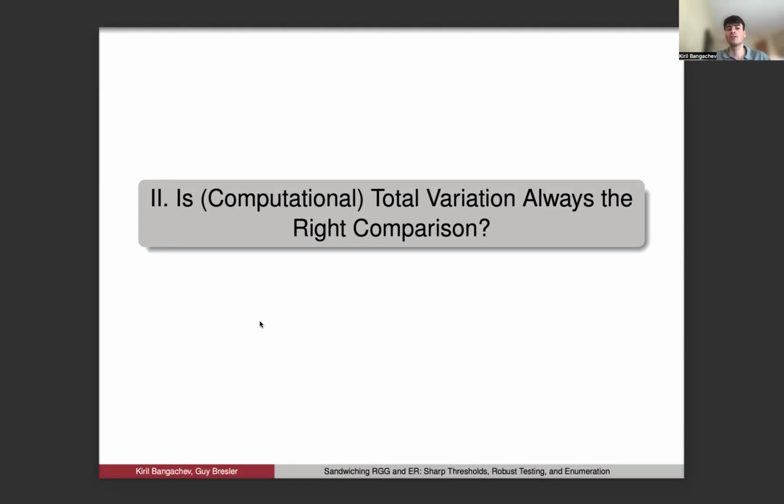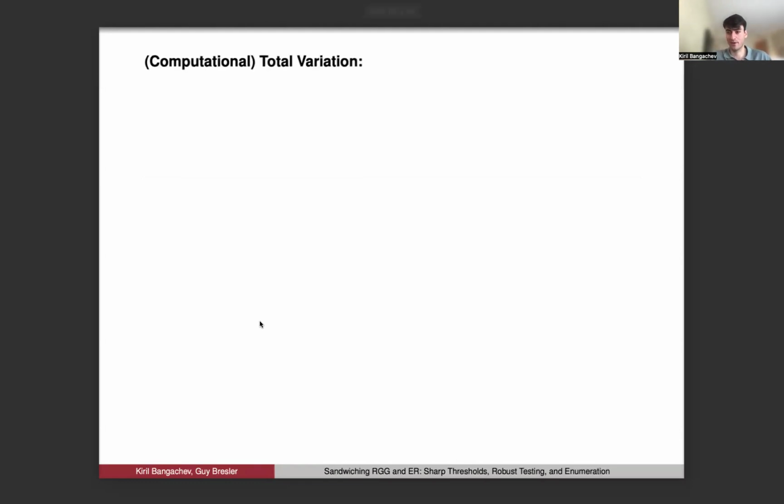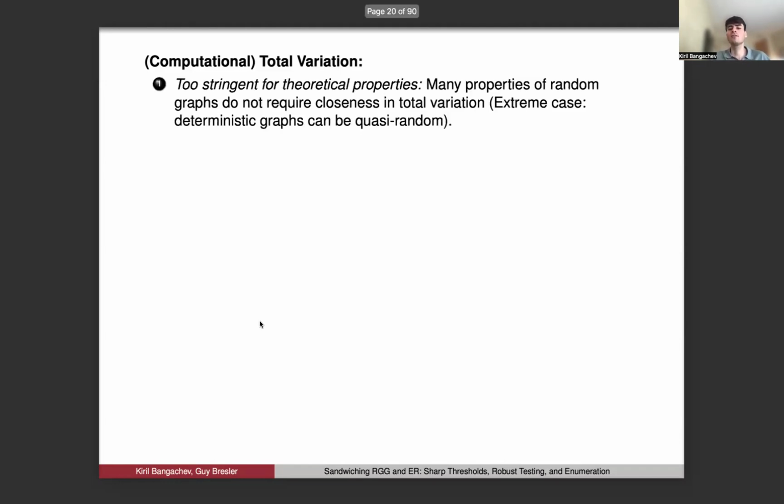Here are some reasons why total variation might not be the right thing to compare. First, note that we compared random graph distributions with Erdos-Renyi, in part to understand whether it inherits some of the very rich properties of Erdos-Renyi, which people have studied over the last 60, 70 years. But for a lot of these properties, total variation is way too stringent, right? We don't really need closeness in total variation to show that the graph distribution inherits some of the properties. And as an extreme case, recall that quasi-random graphs are deterministic graphs, which still have some of the spectral or subgraph count properties of Erdos-Renyi.